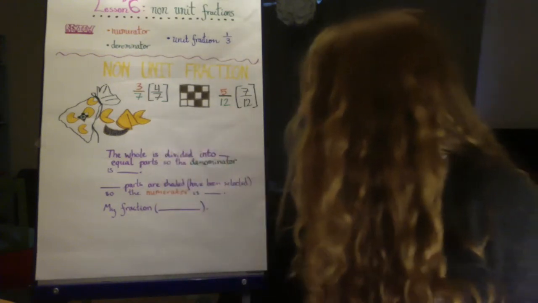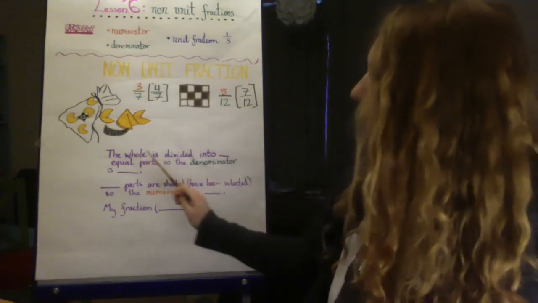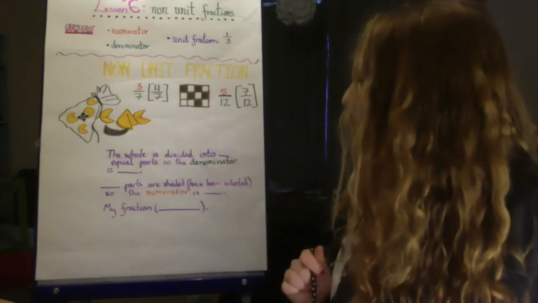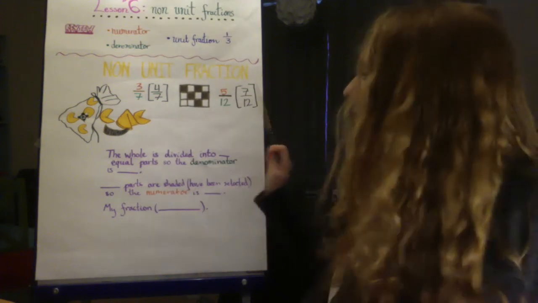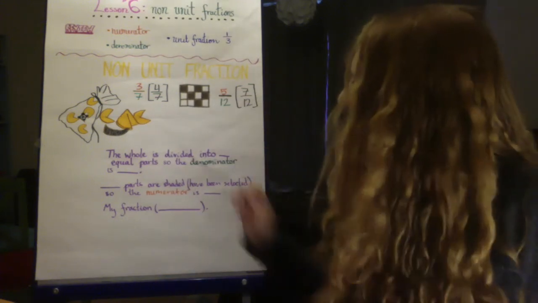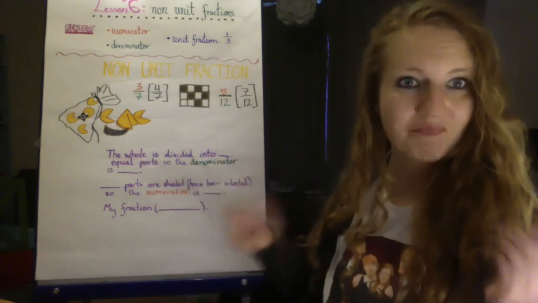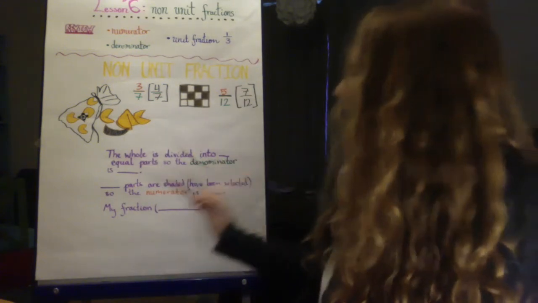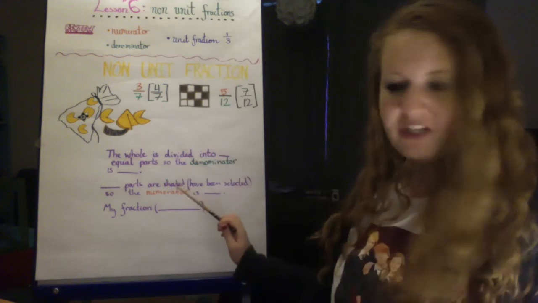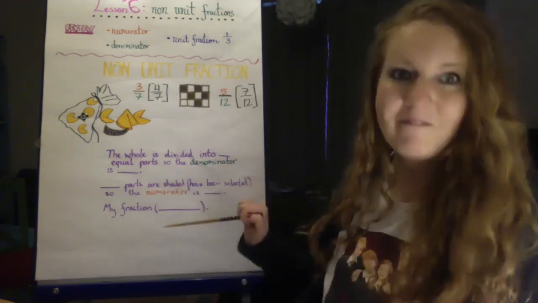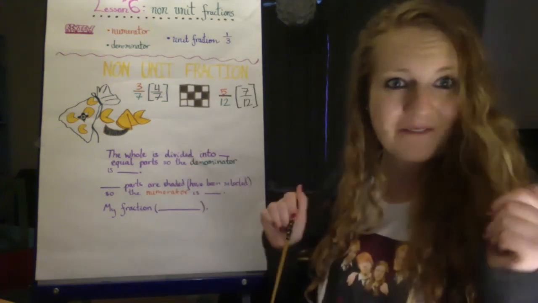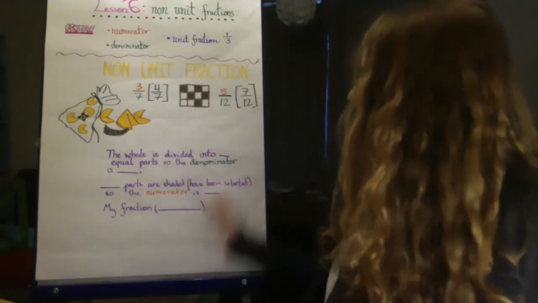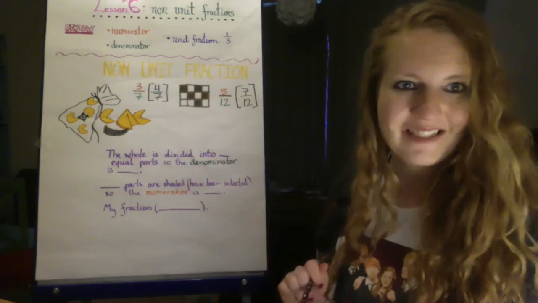Now let's do the same thing for the chessboard. The whole is divided into equal parts. The whole is divided into 12 equal parts. So the denominator is 12. Parts are shaded. 5 parts are shaded brown. So my numerator is 5. My fraction is 5 twelfths.